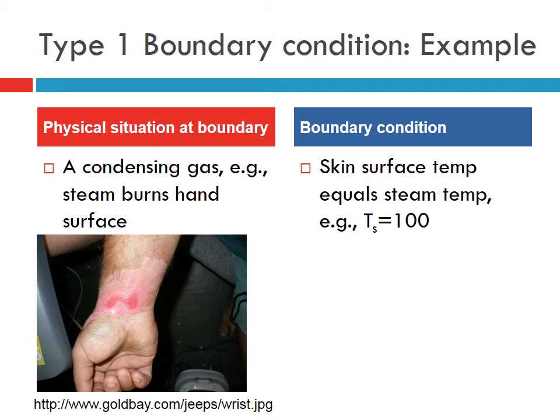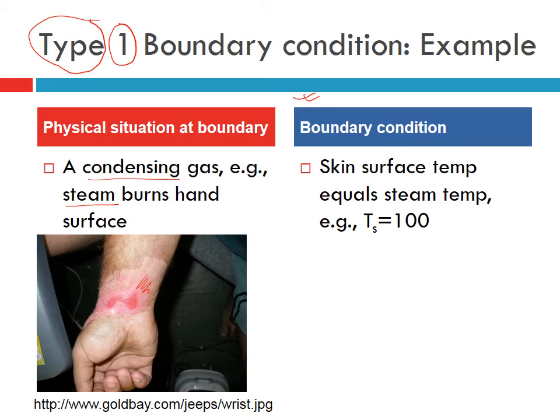How many types of boundary conditions are there? Well, we're going to study 3 types, and that takes care of most of the practical situations. So the first one, type 1 boundary condition. Let's take a physical situation. Let's say condensing steam burns the hand surface, and I am interested in knowing the temperature in the tissue. So in doing the bioheat transfer, I need a boundary condition at the surface.